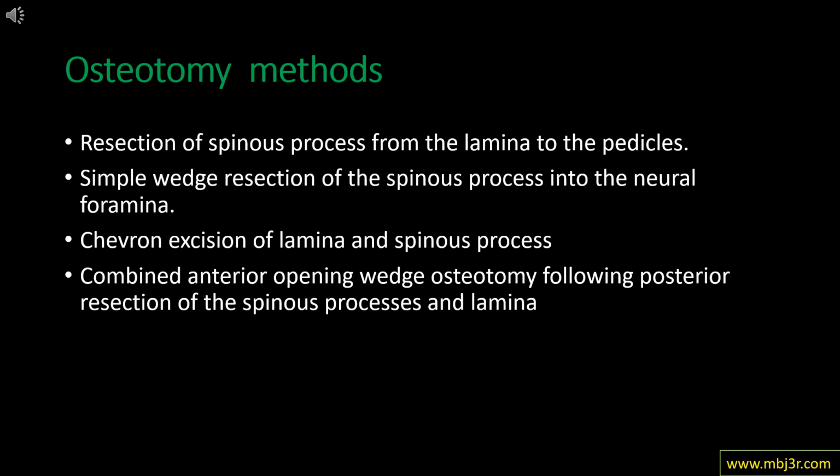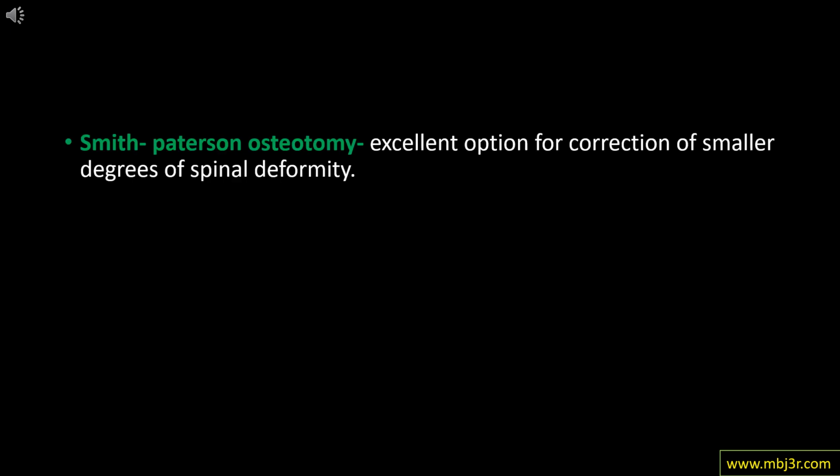Resection of the spinous process from the lamina to the pedicles, simple wedge resection of the spinous process into the neural foramina, chevron excision of the lamina and spinous process, combined anterior opening wedge osteotomy following posterior resection of the spinous process and lamina. Smith-Petersen osteotomy is an excellent option for correction of smaller degrees of spinal deformity.